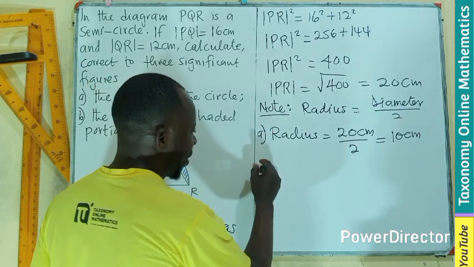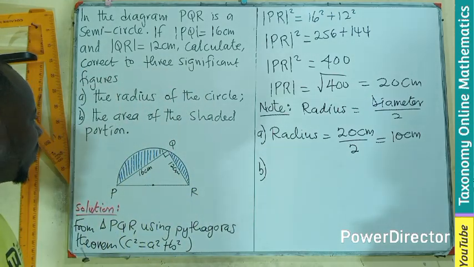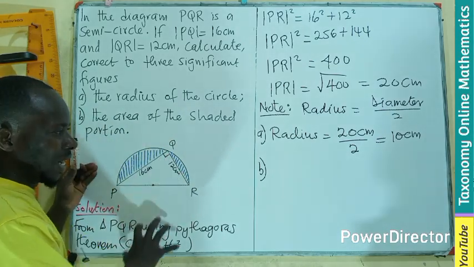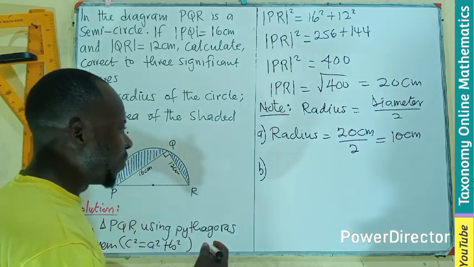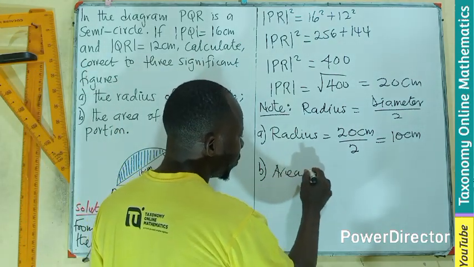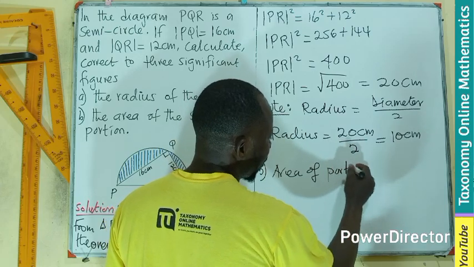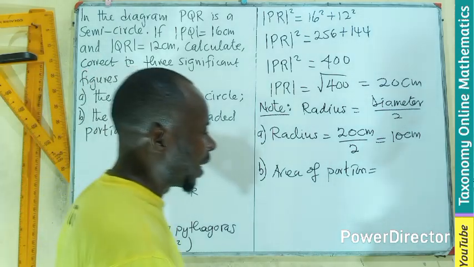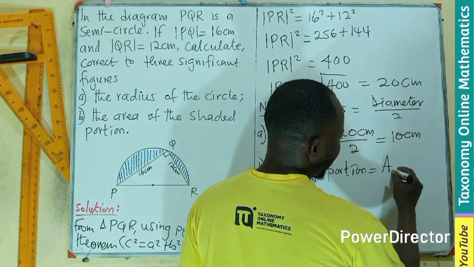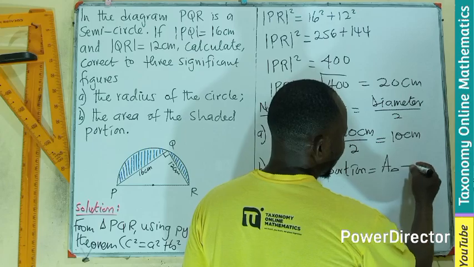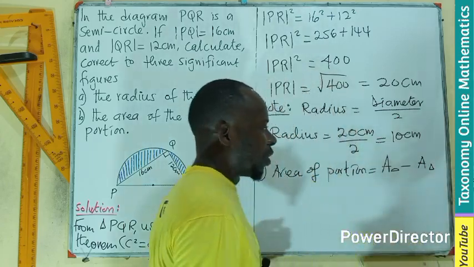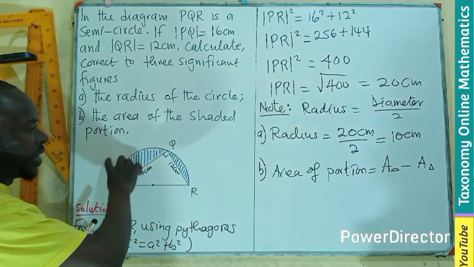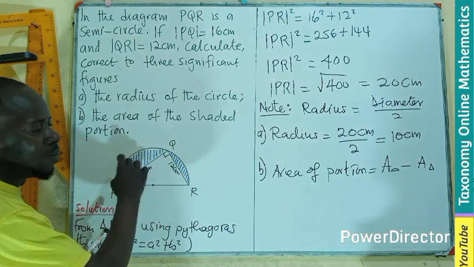All right. Then for the B part, to find the area of the shaded portion, we need to know the area of the whole semicircle and the area of the triangle that has been taken out. So the area of the shaded portion will be the area of the semicircle minus the area of the triangle. If you take away the area of the triangle from the semicircle, you should be left with the shaded part.